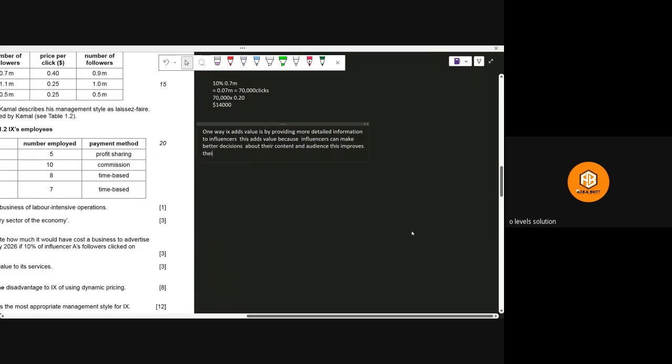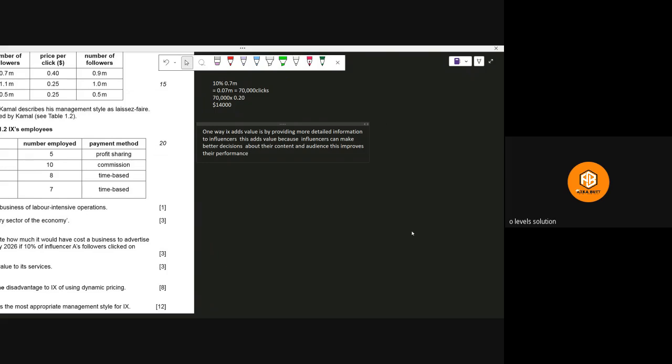This improves their performance and engagement. So as a result, influencers are more likely to use IX, increasing its demand.